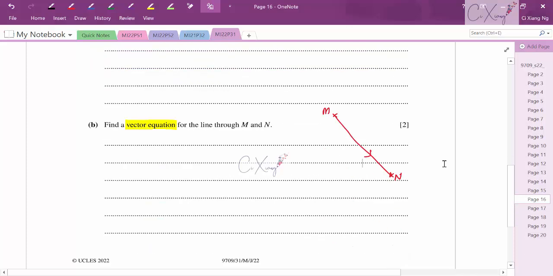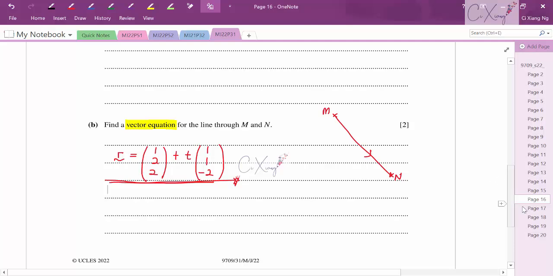Therefore, we can write out the vector equation very easily by using the answer that we get from part A. So the vector equation, I will rewrite it like this. R is equal to OM. So OM is (1, 2, 2) plus t times p, where p is the direction of the line. For the direction of the line, I'm using MN here. So MN will be (1, 1, -2). So this is the vector equation for the line MN.